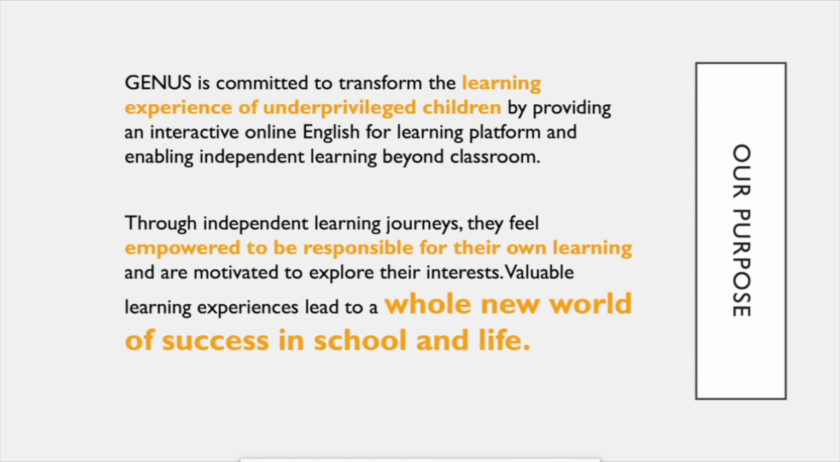And in Hong Kong and many other Asian places, English is a second language. So in school, the primary focus is still the native language. For example, in Malaysia, it's Malay. In Hong Kong, it can be English and Cantonese. But you get the drift, English remains secondary. Now, what we want to do is, through these independent learning journeys, they feel empowered to be responsible for their own learning and are motivated to explore their interests. So valuable learning experiences lead to a whole new world of success in school and life.